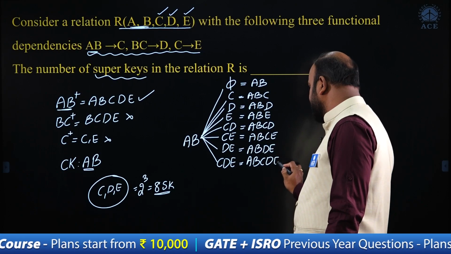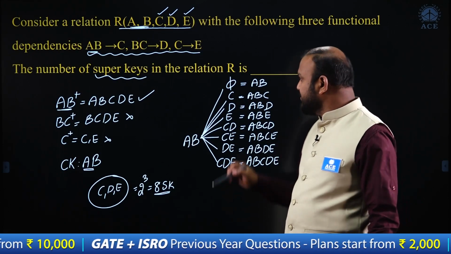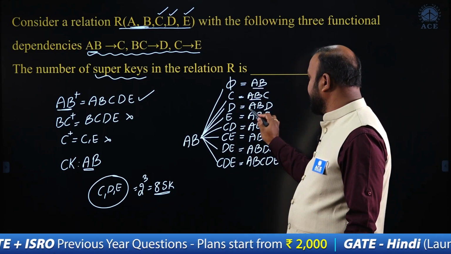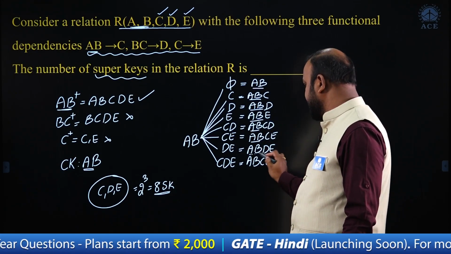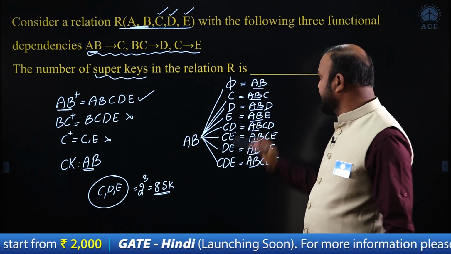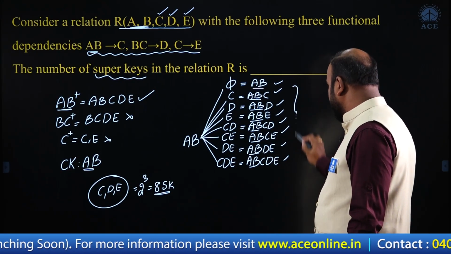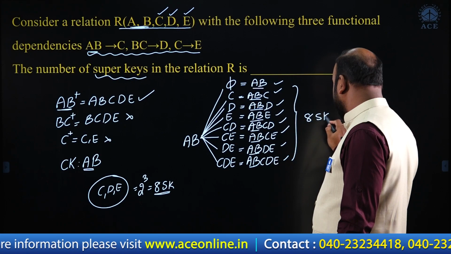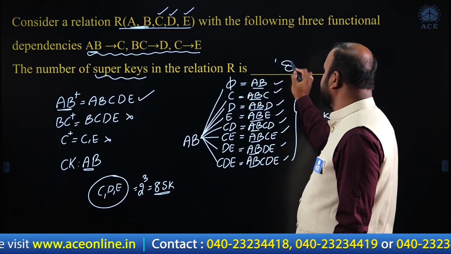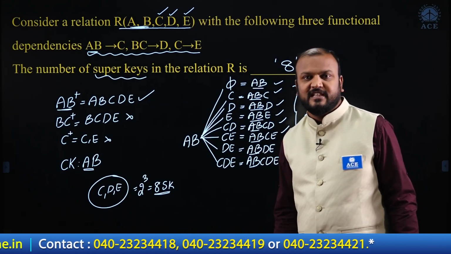What is the definition of super keys? It is a set of attributes which is containing the candidate key AB. In all of them, we have a candidate key AB. So, totally how many super keys? 1, 2, 3, 4, 5, 6, 7, 8. So, totally we can say 8 super keys. So, the answer for the question is 8. 8 is the answer for the question.